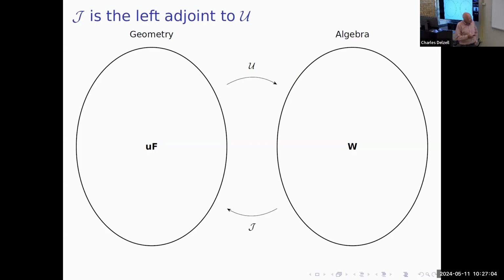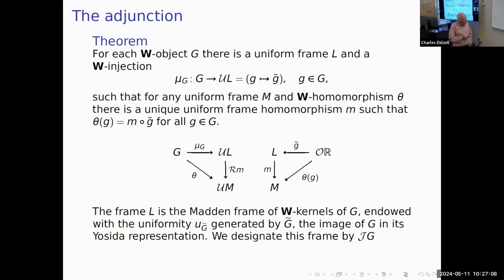So we filled in the diagram. That is, we've identified both the functors U and J. Do we have the theorem? Yes. And the theorem is the same as before, except that the arrow now goes not into R of L's, but into U of L's. For every W object G, we have a uniform frame L and an arrow into it, which is universal among all such arrows.